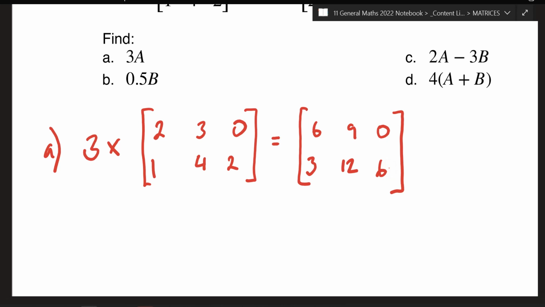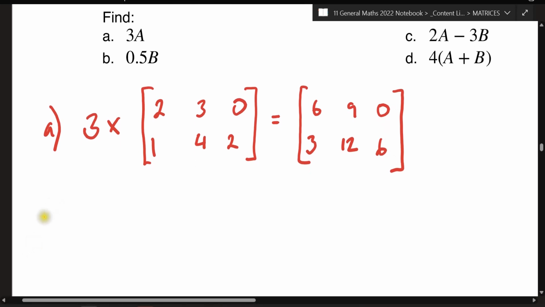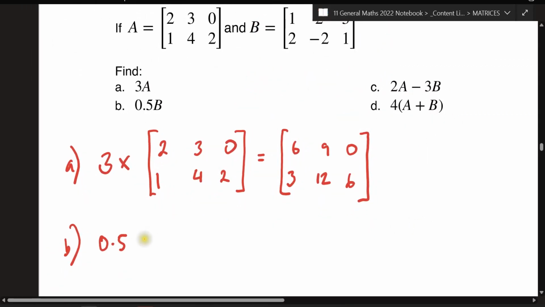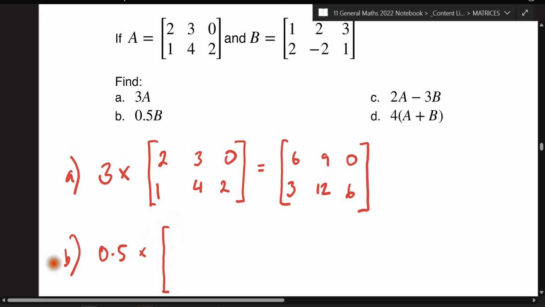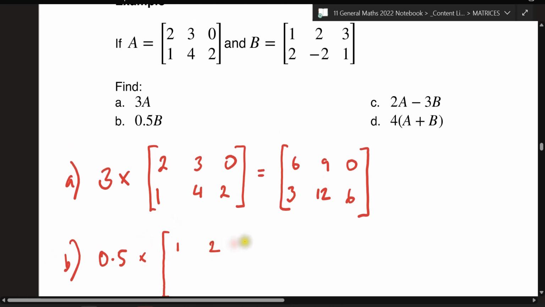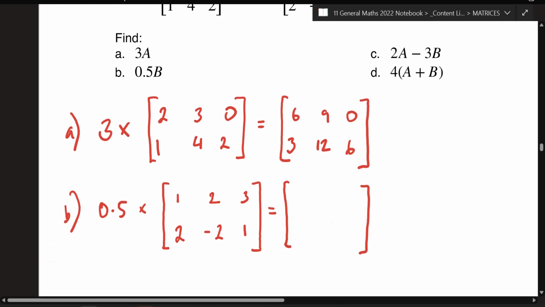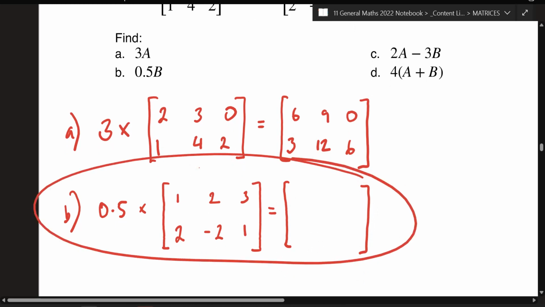Nothing too crazy. Same with B. It's going to be 0.5, but this time you're working with matrix B, which is that. So 0.5 times matrix B: 1, 2, 3, 2, negative 2, and then 1. A lot of the times, if you get a question like this where it's 0.5, you can use your calculator, but at the very least, show this. You have to show a little bit of working out.